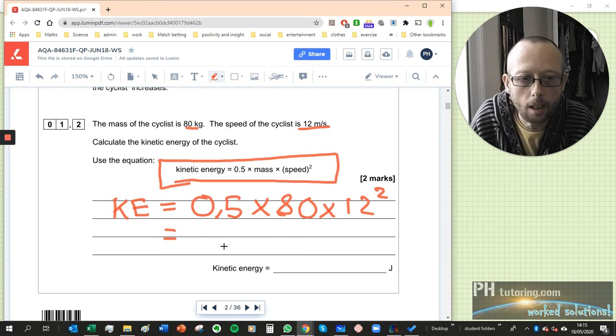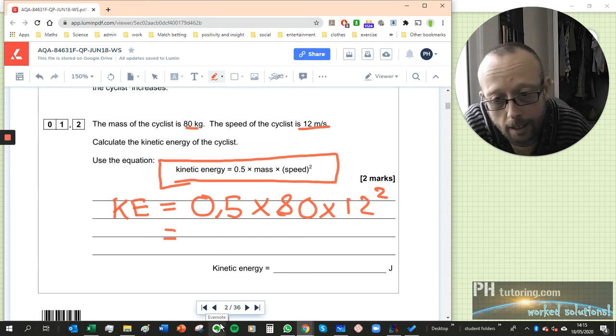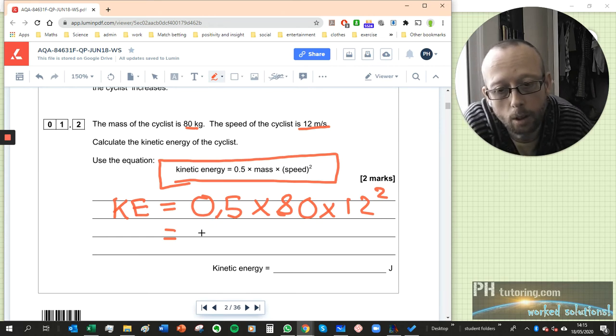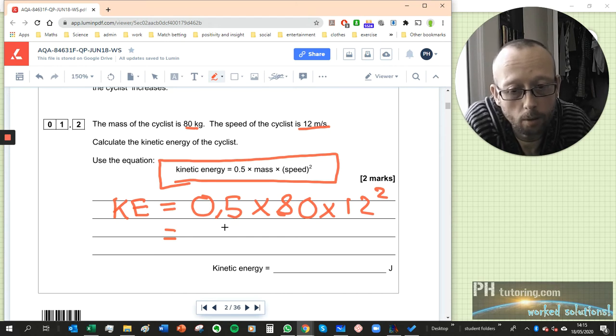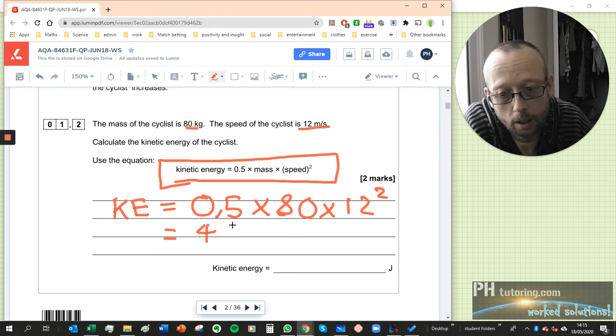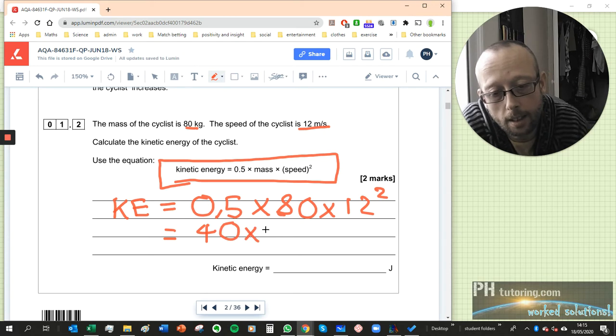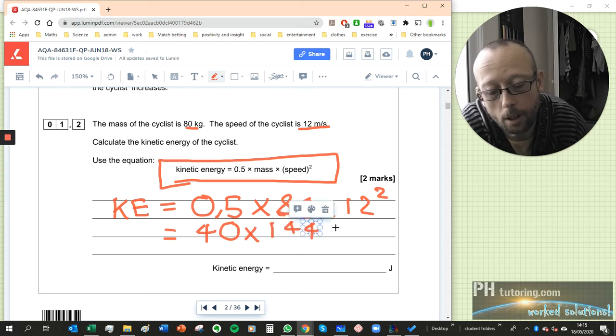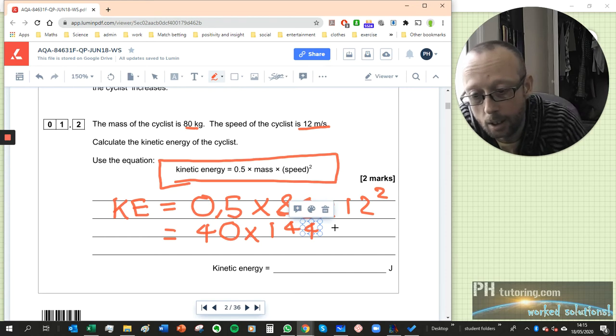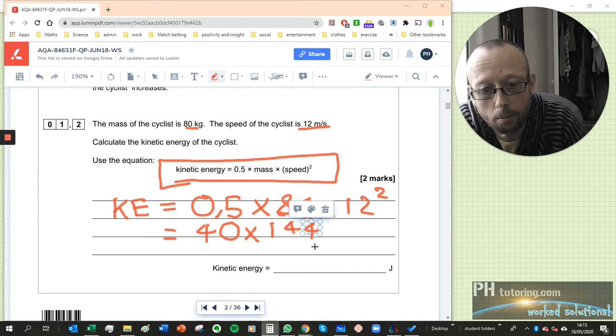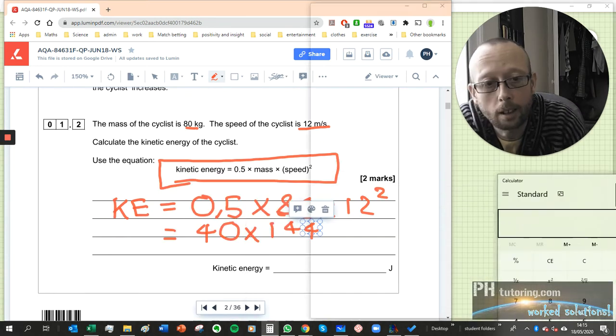Now, you can just type this into your calculator and you'll get the answer. But let's just write it down so we know what's going on. If you want to do it in your head, it would be 0.5 times 80, which is 40. Then times 144, which is 12 squared. Now, I'm not actually going to do that in my head, to be honest with you. I'm going to just put it on the calculator anyway.